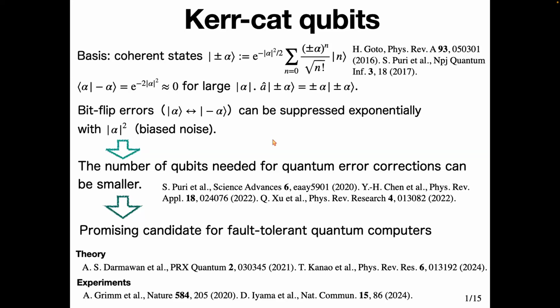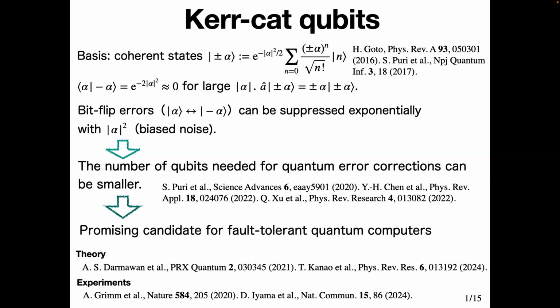First, I explain about Kerr-cat qubits. The basis of a Kerr-cat qubit is these two coherent states, and they are almost orthogonal to each other for large alpha, and they're eigenstates of hat A. So these coherent states are resistant to single photon loss, and bit flip errors can be suppressed exponentially with alpha squared. And this nature is called bias noise.